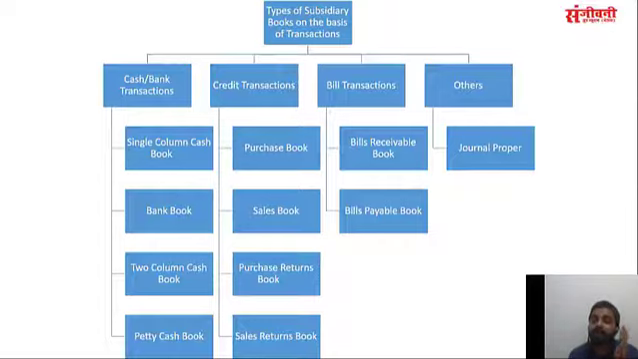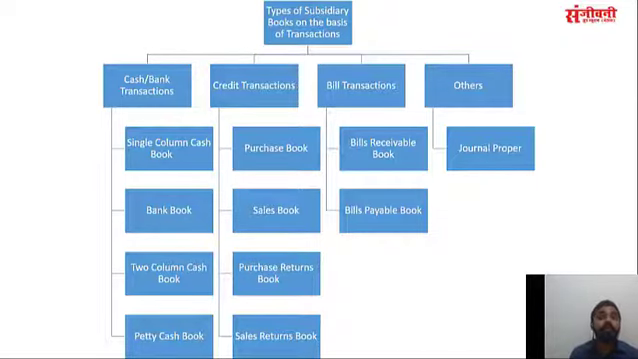So basically it depends on the firm which book they need to maintain. Then credit transactions: purchase book, sales book, purchase return, sales return. Whatever transactions we do on credit, that is purchases and sales, we record here, and whenever products are damaged and we return them, that is entered into the purchase return and sales return books.